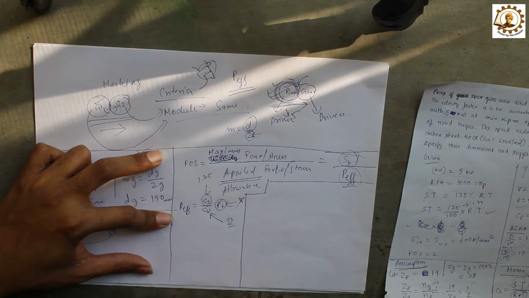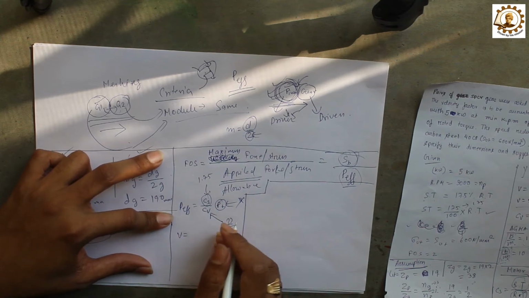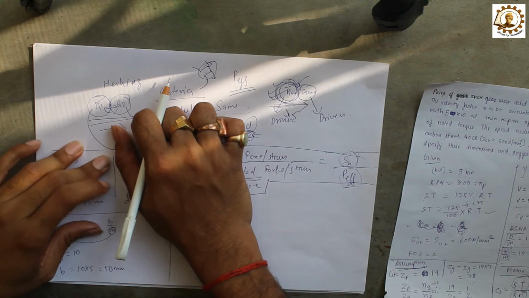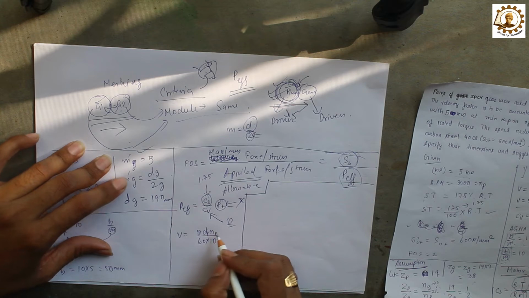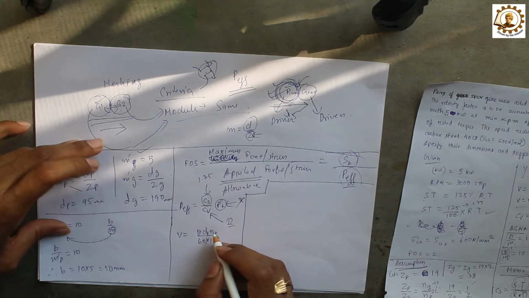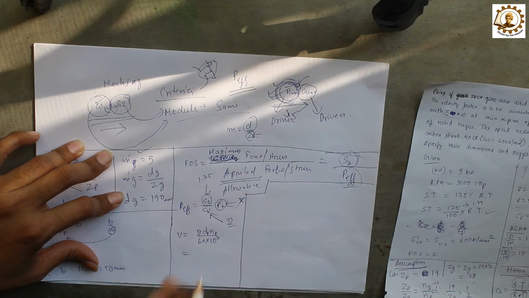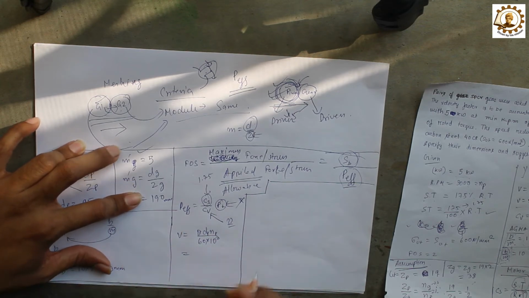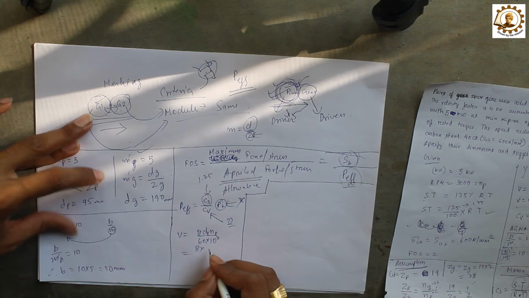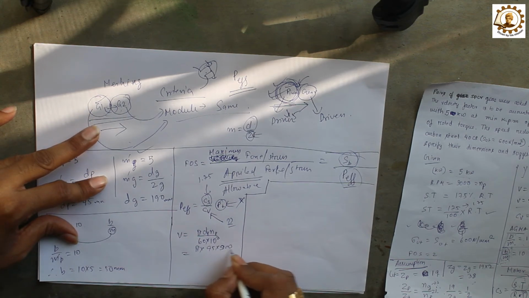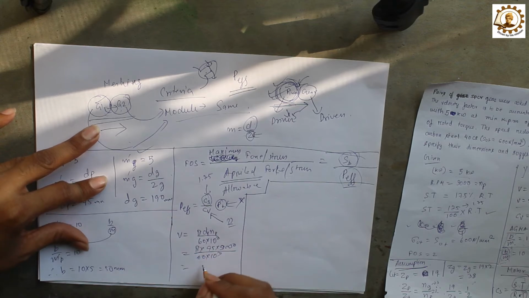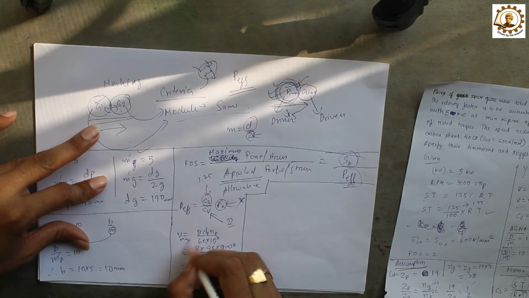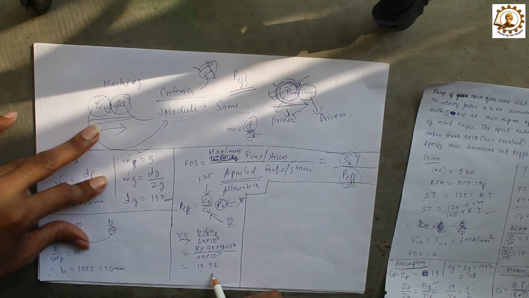Now, what I can do? I could use V, the pitch line velocity. NP will be the RPM of the pinion. So let us put all the values. Pi into dP is 95 into 3000, divided by 60 into 10 to the power 3, is equal to 14.92. That means the maximum V can be taken as 14.92.